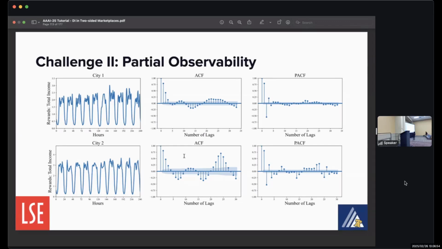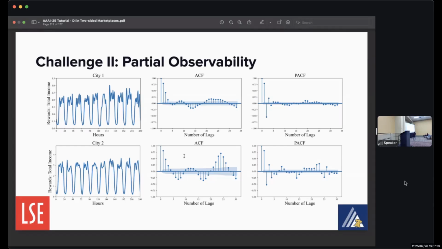Now, in the second and the third figure, what we did is that we removed those seasonal patterns, and we also regressed the drivers' income on other relevant market features to get the residuals. And then we visualize the ACF plot and the PACF plot of those residuals. For those of you that are not familiar with time series, those ACF and PACF plots are widely used in time series analysis to visualize the autocorrelation structures of the time series.